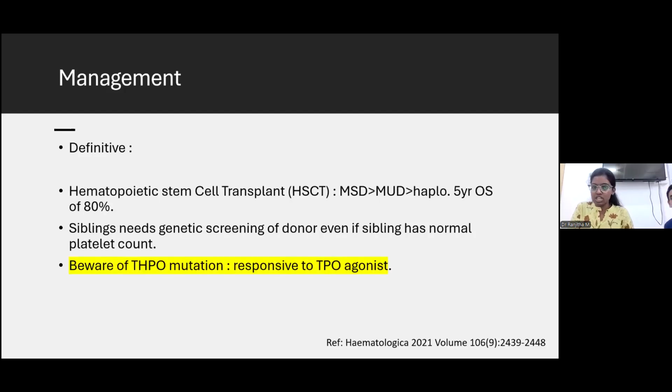Definitive management is usually hematopoietic stem cell transplantation, in which a matched sibling donor is preferred over MUD over haplo. As per the reports, 5-year overall survival is almost around 80 to 90%, but the sibling donor needs genetic screening, even if the sibling has a normal platelet count. Always be aware of THPO mutation, which is usually responsive to TPO agonists and does not require bone marrow transplantation.